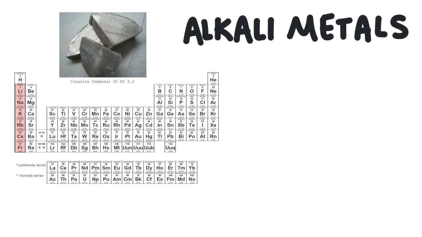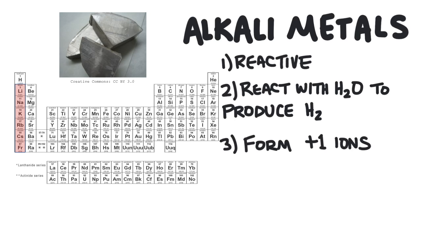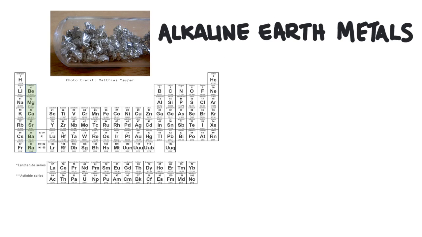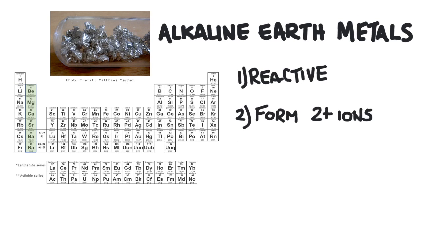The first column is called the alkali metals, except hydrogen, which is not a part of this family. They are extremely reactive, soft metals. They react violently with water to produce hydrogen gas, and they form ions with a positive 1 charge. The second column is called the alkaline earth metals. They are also very reactive metals, however not as reactive as the alkali metals. They form ions with a positive 2 charge.